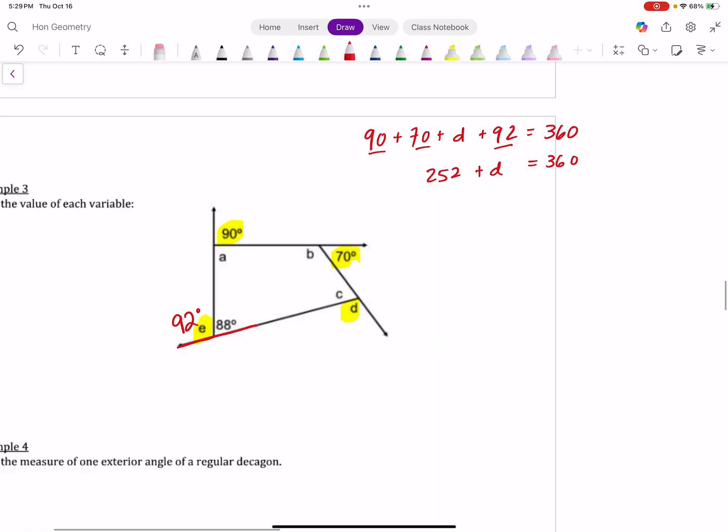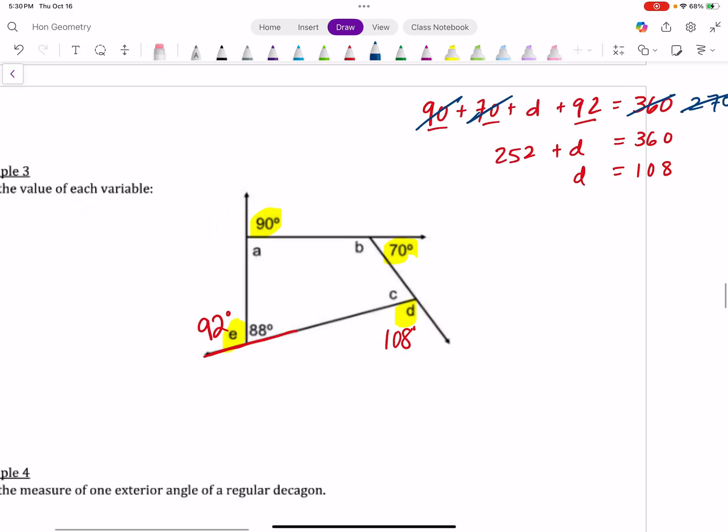You know what I wish I'd done? It doesn't matter. Let's see, subtract 252, 108. So this is 108 degrees. Here's what I wish I'd done. Subtract 90 from both sides. Subtract 70 from both sides. And then I could just subtract 92 from 200, and that would have been much quicker. I like that way better.